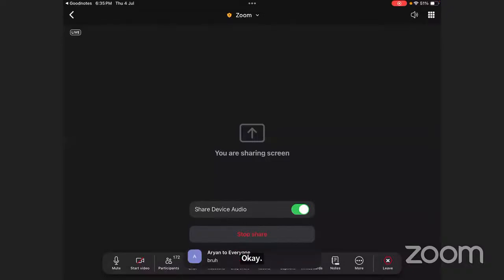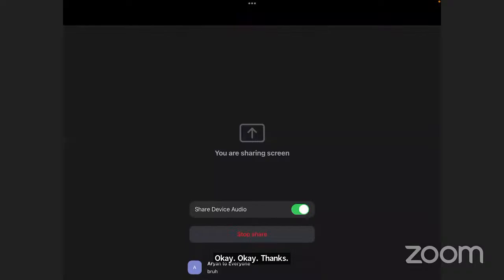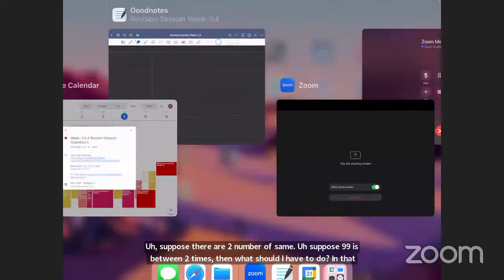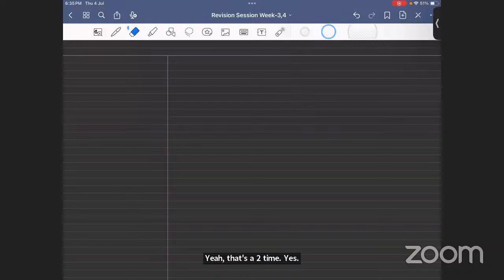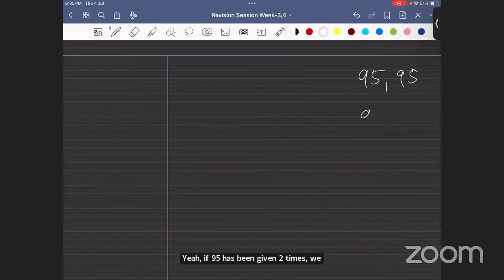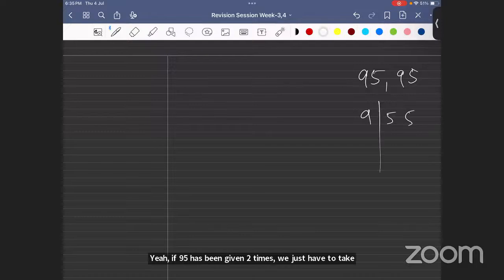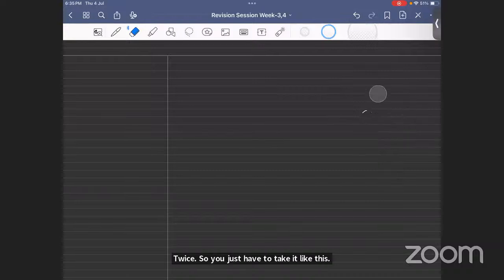Sir, suppose there are two numbers the same, suppose 99 is written 2 times, then what should we do in that case? You have to write it 2 times. If 95 has been given 2 times, you just have to take 5 twice, right? So you can have n number of repeated numbers.